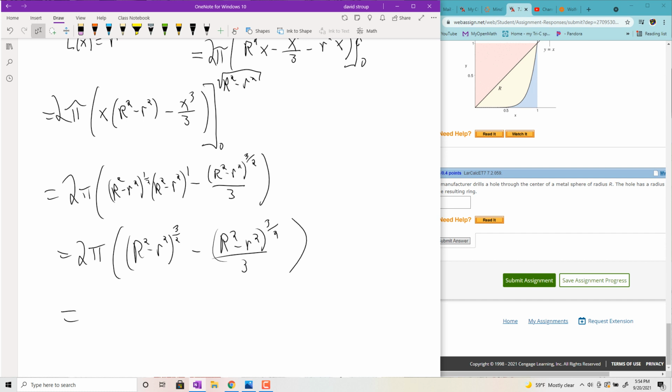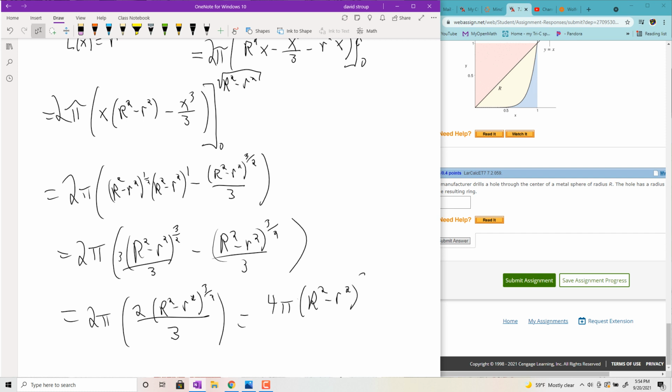And then you can combine those. Those are like terms. So this would be 3 all over 3. So you get 2 pi times 2 times big R squared minus little r squared to the 3/2 all over 3. And then that would just be 4 pi times big R squared minus little r squared to the 3/2 all over 3, I hope.